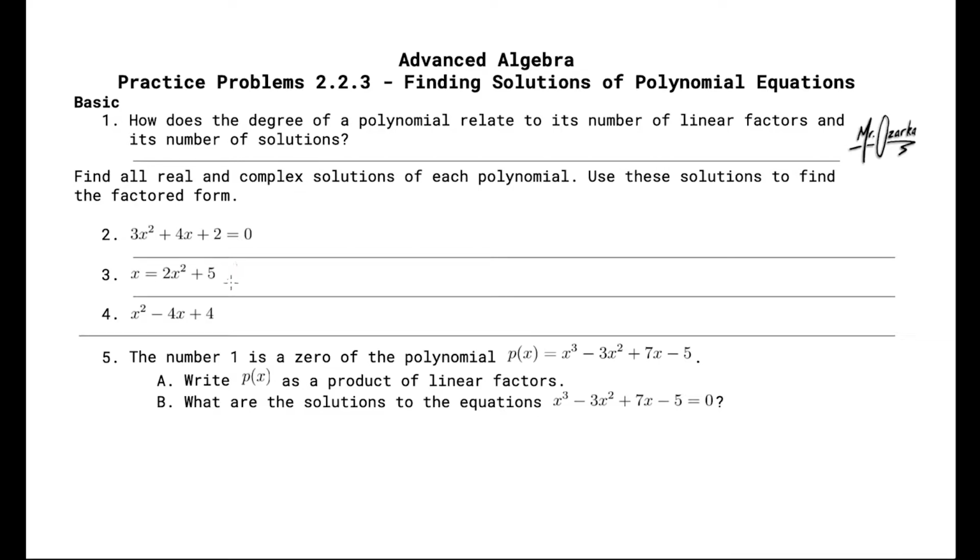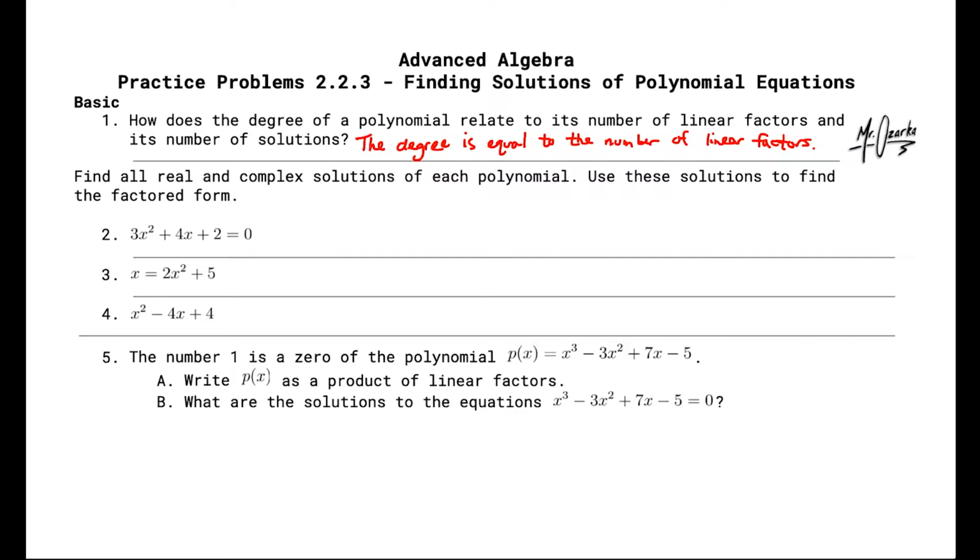It says, how does the degree of a polynomial relate to its number of linear factors and its number of solutions? So the degree is equal to the number of linear factors. Okay, and its number of solutions, it could be equal to that as well, but you have to include multiplicity, so then it would be equal to that as well. Okay, let's do the next one.